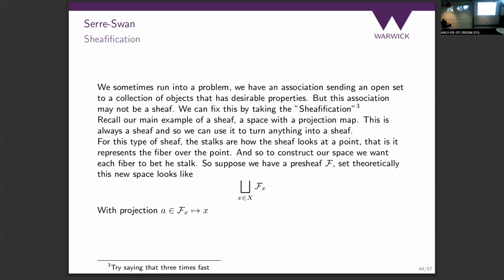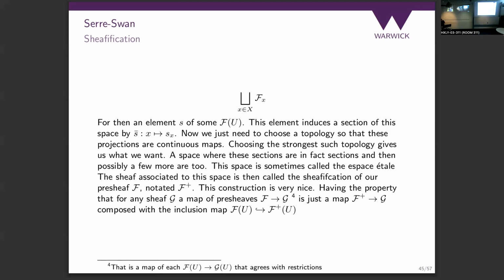So if we wanted to make that space, we'd need all of the fibers, so everything over a point, to be the stalks, right? So we just construct this object here as the disjoint union of all the stalks, and then we glue them together in some topological way. But set theoretically, this is all that's going on.